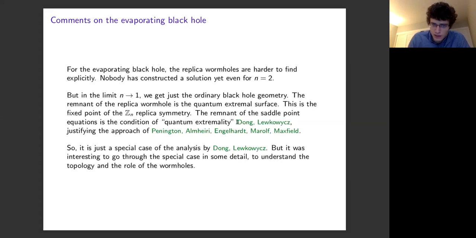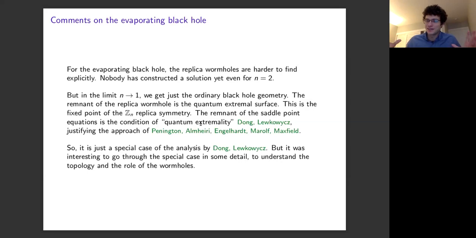So this quantum extremality version of that was shown in a beautiful paper by Dong and Lewkowycz. And this justifies the approach that reference 2 used a year ago. So it turns out that the justification of their method was a special case of the analysis already done by Dong and Lewkowycz, as these authors pointed out. But I think it's important still to understand that at an intermediate step, we have these wormholes, and to understand the topology and the role of wormholes in actually getting this quantum extremal surface.